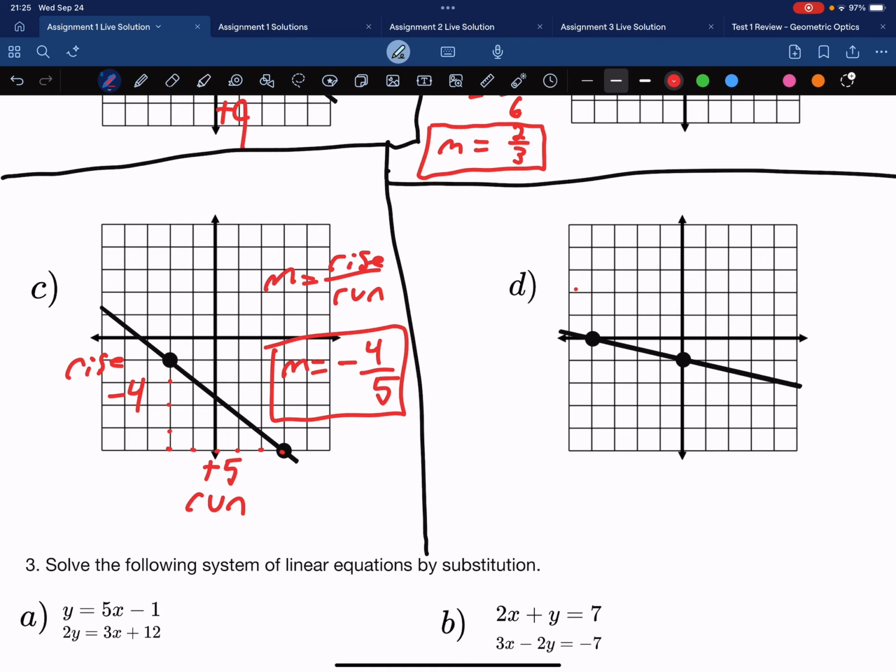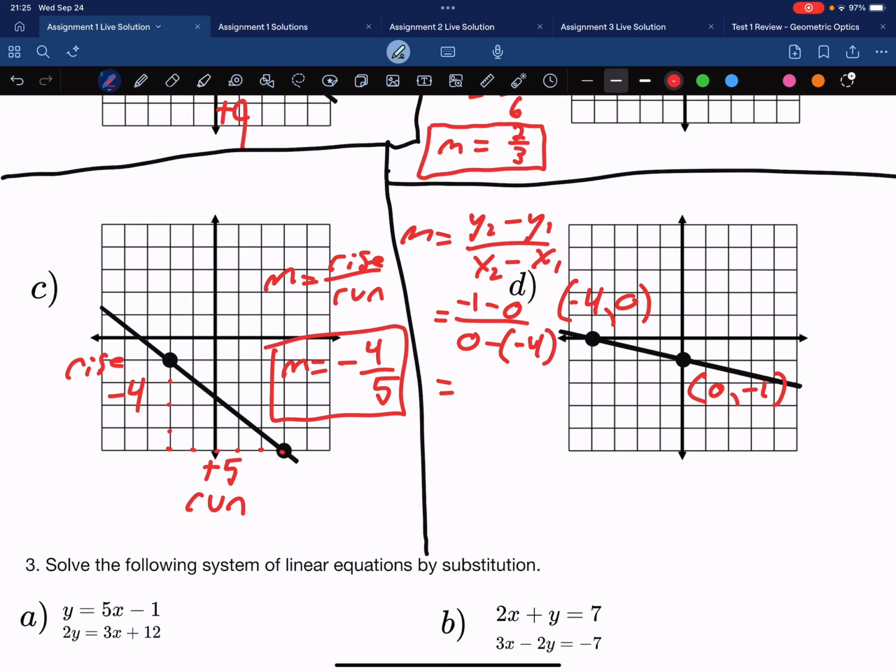Let's use the other method on 2D here. So our x is 1, 2, 3, 4, negative 4, and 0. And our second point is 0, negative 1. Slope formula, y2 minus y1 over x2 minus x1. Y2 is going to be my negative 1. I'm going to subtract 0. x2 is going to be 0. And I'm going to subtract negative 4. So that will become positive.